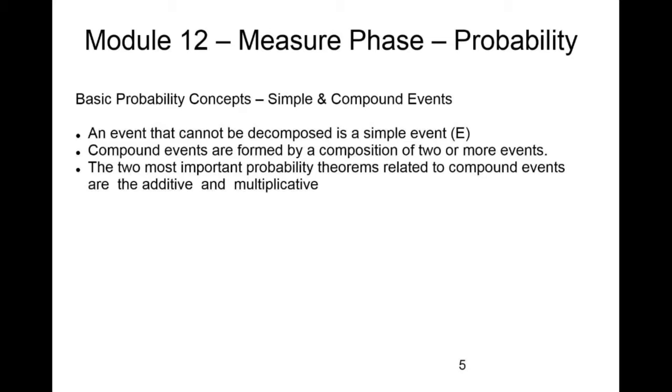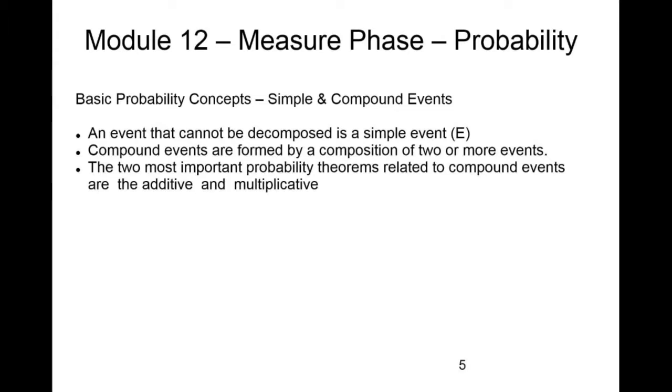Compound events are formed by composition of 2 or more events. So, for example, if I was looking at rolling dice, and I was looking for what is the chance of my rolling under 3, in other words, is my dice roll going to be less than 3, then it's a compound event because I'll be combining the odds of rolling a 1 with the odds of rolling a 2, and together they will form my compound event.